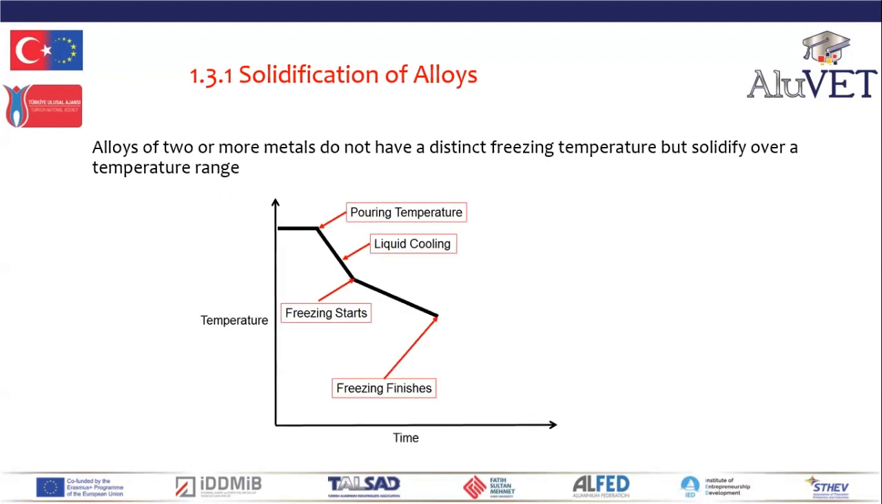So you can see that here we have an alloy of two or more metals, and the freezing latent heat line is no longer horizontal. It is a freezing range. The freezing start temperature is much, much higher than the freezing finish temperature. So alloys have a freezing start temperature and a much lower freezing finish or solidification temperature. So alloys display a freezing range of temperature.